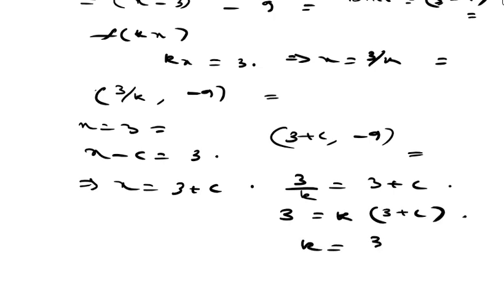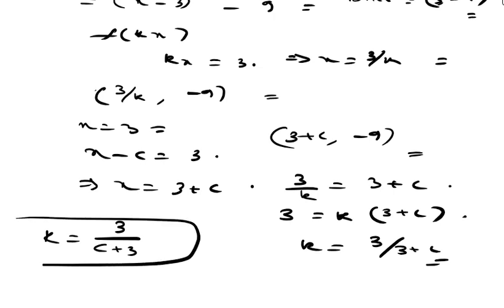Now the question says both curves have the same minimum point. So the x coordinates must be equal. So 3 by k is equal to 3 plus c. Now multiply both sides by k. So 3 is equal to k into (3 plus c), or k is equal to 3 by (3 plus c). Okay. So the final answer for this question will be k is equal to 3 by (c plus 3).